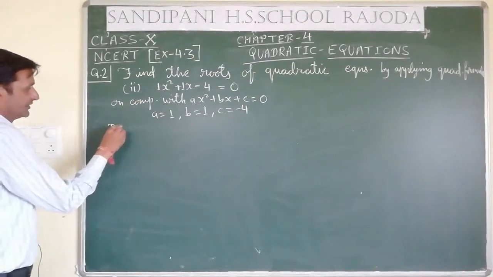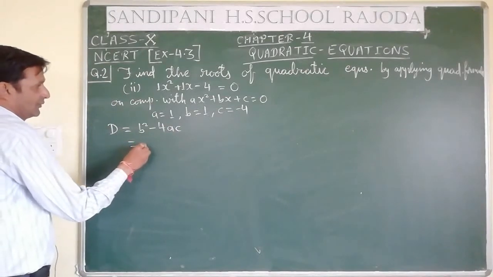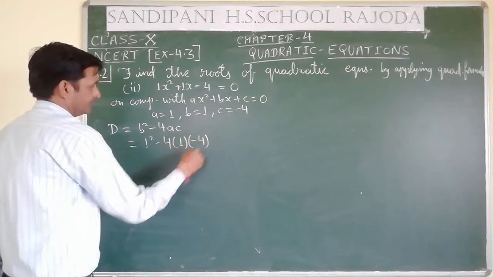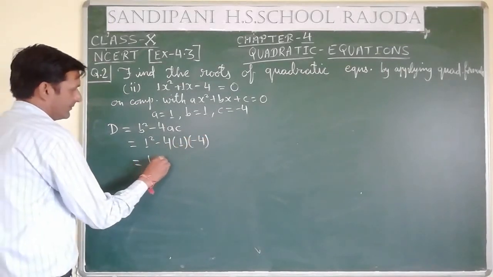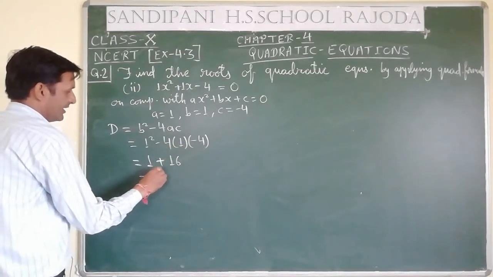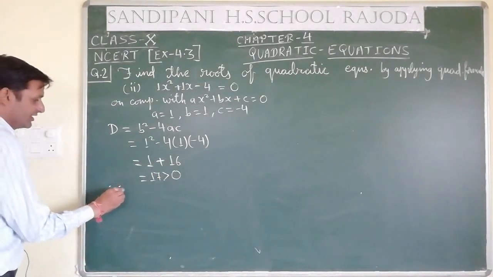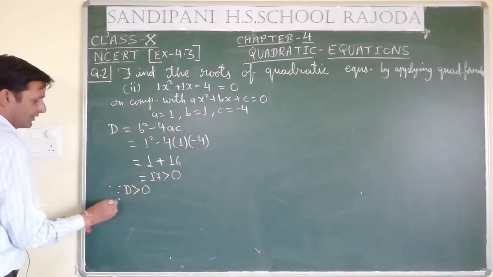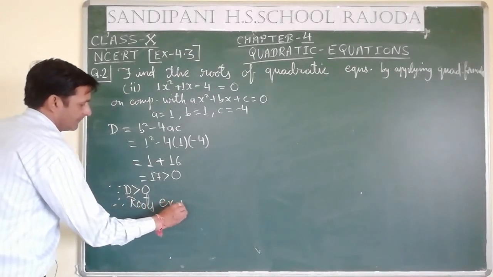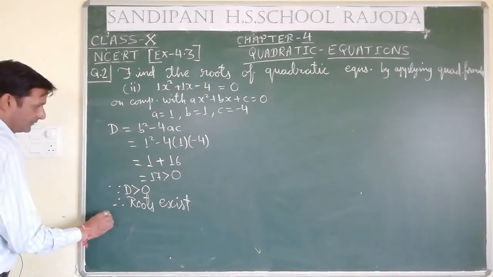Now discriminant D is equal to b square minus 4ac, that is equal to 1 square minus 4 into 1 into minus 4. So you may write it 1, minus into minus is plus, 4 fours are 16. So the value of discriminant is 17, which is greater than 0. Because D is greater than 0, therefore roots exist. Quadratic formula now.